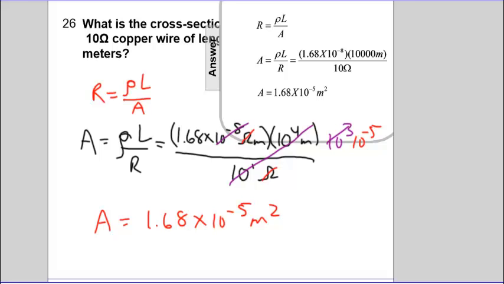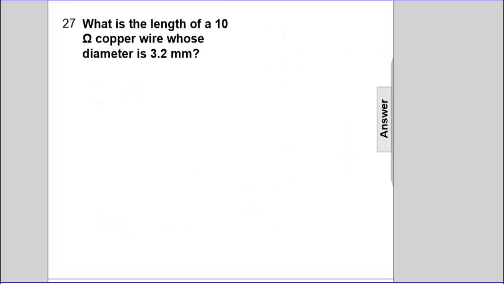Let's keep going. What is the length of 10 ohms of copper wire whose diameter is 3.22 millimeters? Uh-oh. So we have one of these diameter problems. Let's give this a shot.